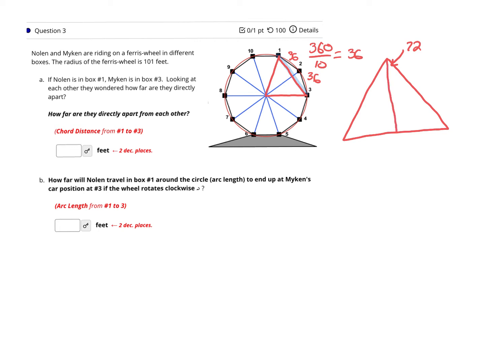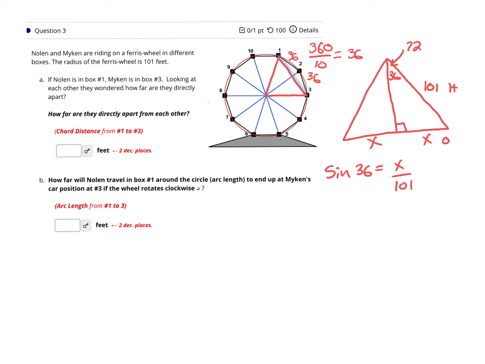So now what I have to do is make a right triangle by cutting that in half, which means my angle is cut in half, and that will be 36. The hypotenuse is going to be 101 because that's the radius of my Ferris wheel. So I have x and x there. So if I want to find x, this is the opposite, this is the hypotenuse, so that means I have the sine of 36 is equal to the opposite over the hypotenuse.